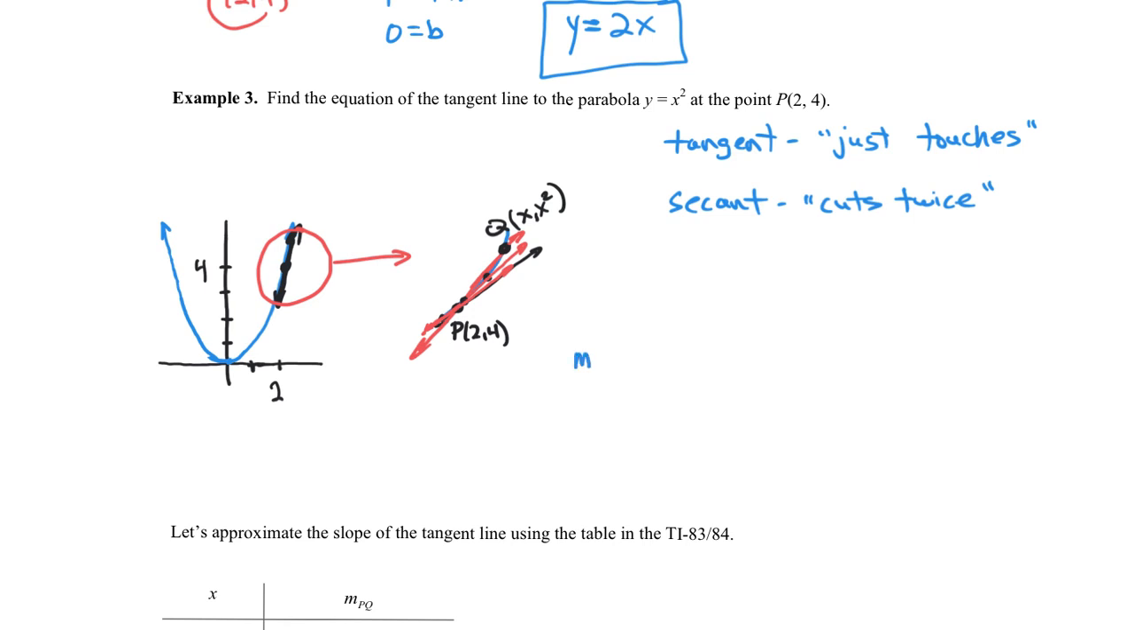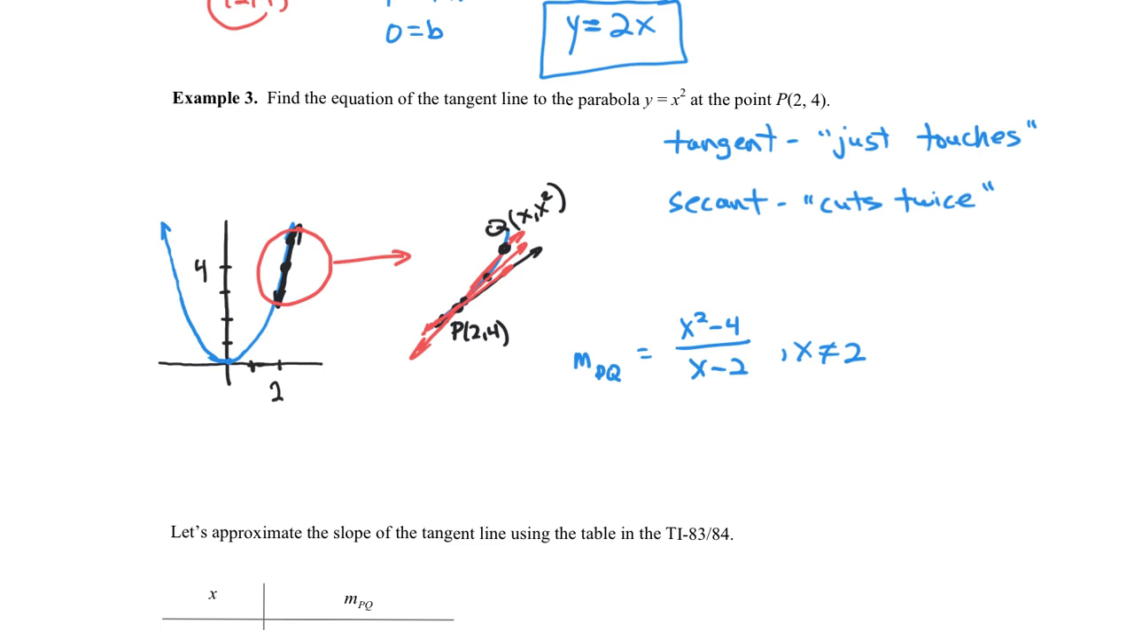We'll say the slope of the line through the points P and Q, and we know it's y2 minus y1 over x2 minus x1. So that is going to be x squared minus 4 all over x minus 2. This formula is just our formula from geometry. The difference is now we've got a variable here. And this will work as long as x is not equal to 2.